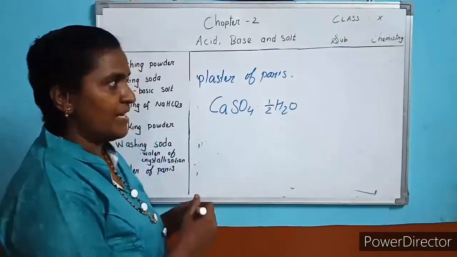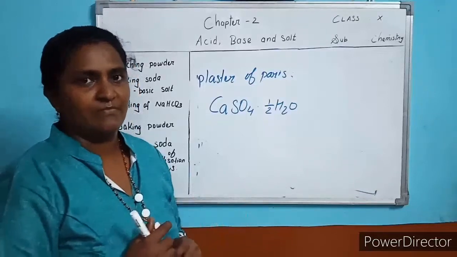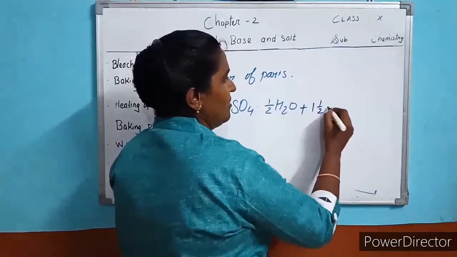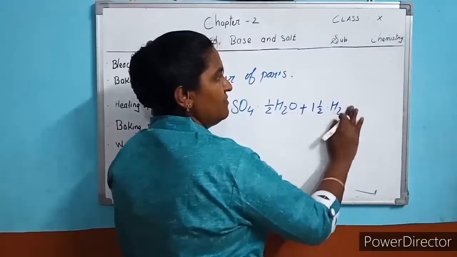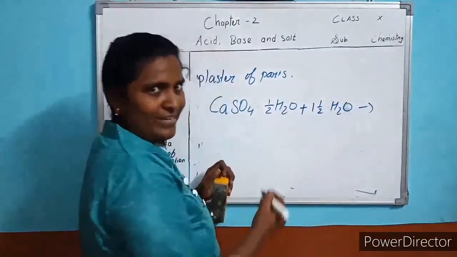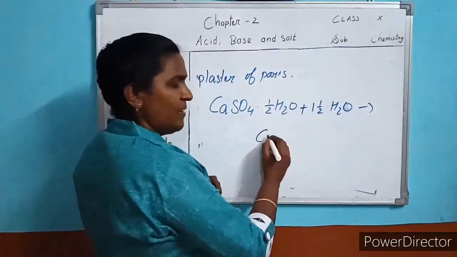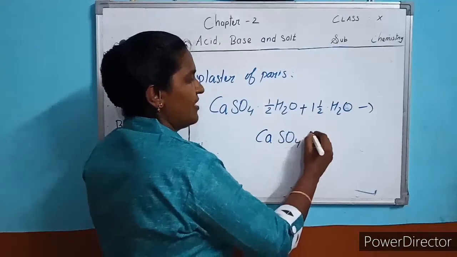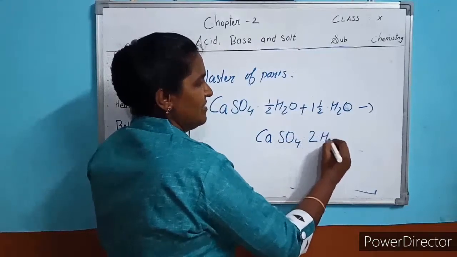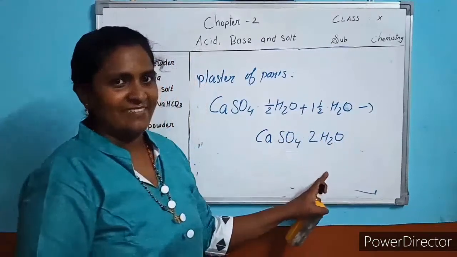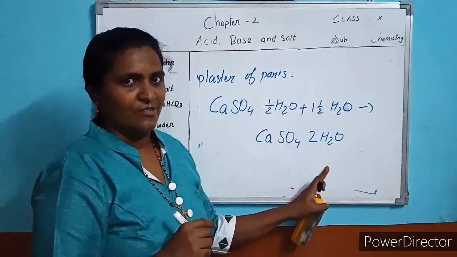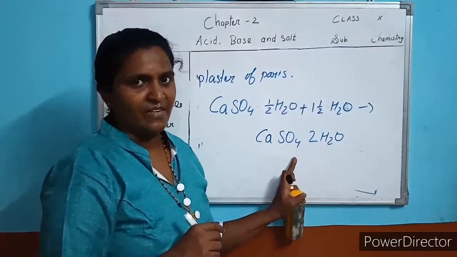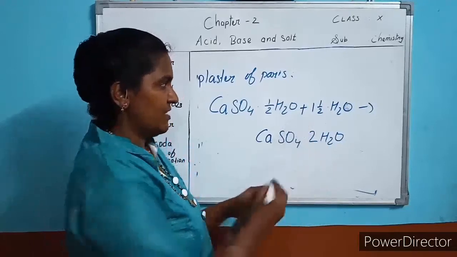From the plaster of Paris, you are going to prepare gypsum. How? To this, you add 1.5 molecules of water. The product formed is gypsum. What is gypsum? Dihydrated calcium sulfate. Understand? And this is called gypsum.